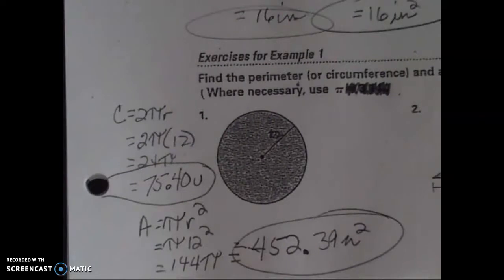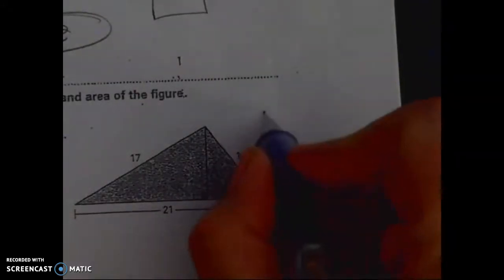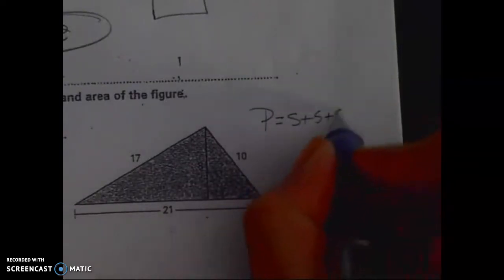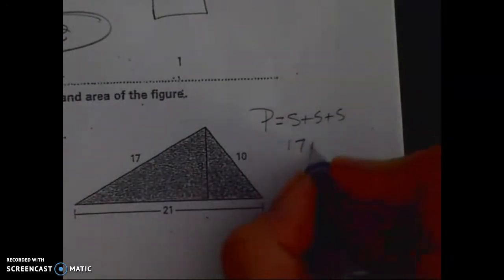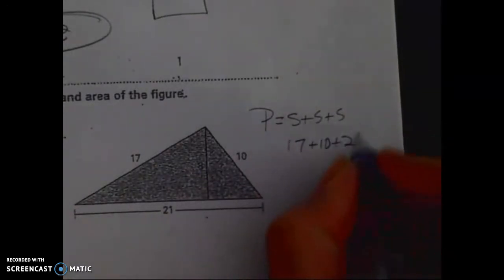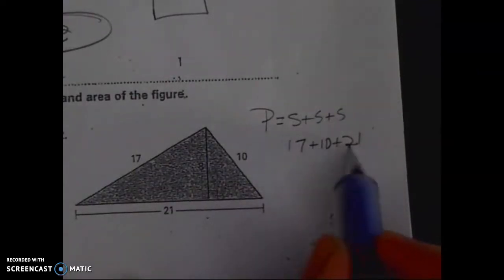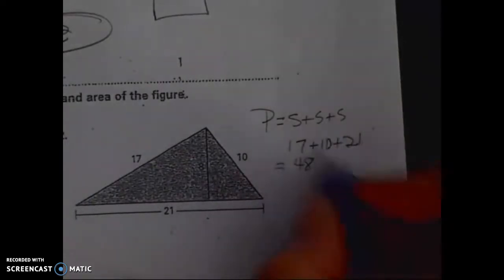Okay, so that was a square and a circle, and let's talk about a triangle. Write down the formula. The perimeter equals, you're just going to add up all the sides. So the outside of the triangle is 17 and 10 and 21. So it's 10, 20, 30, 40, 48. And that's units.